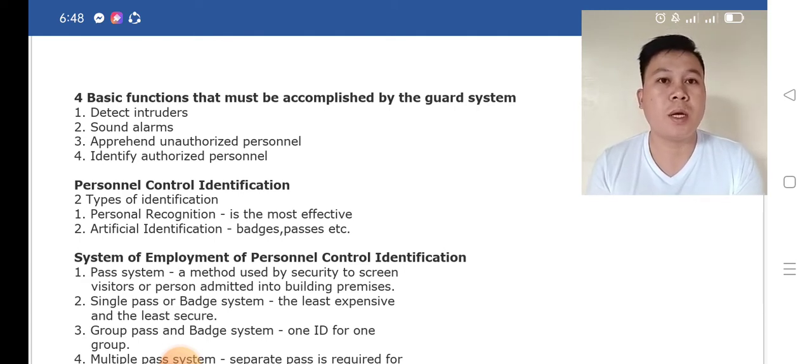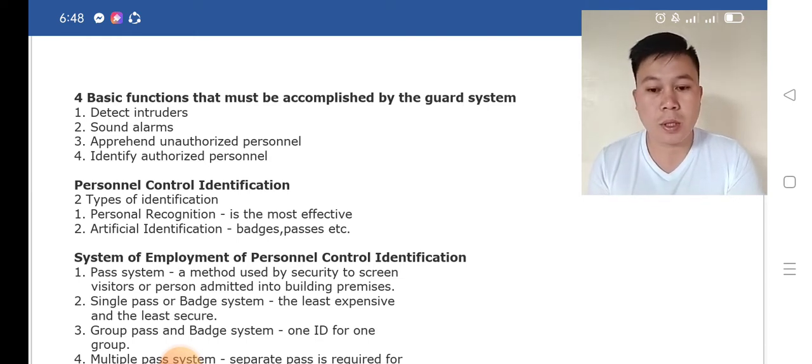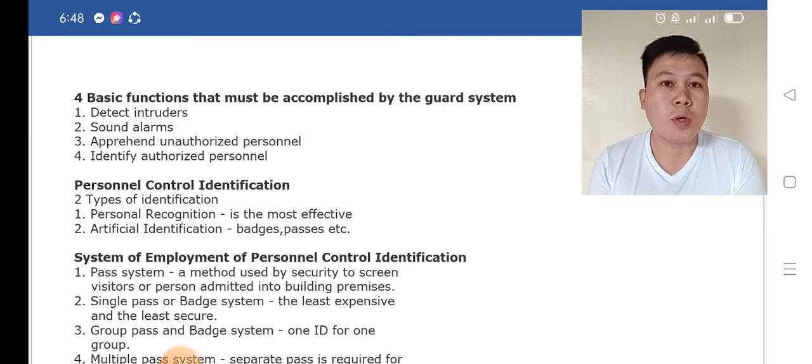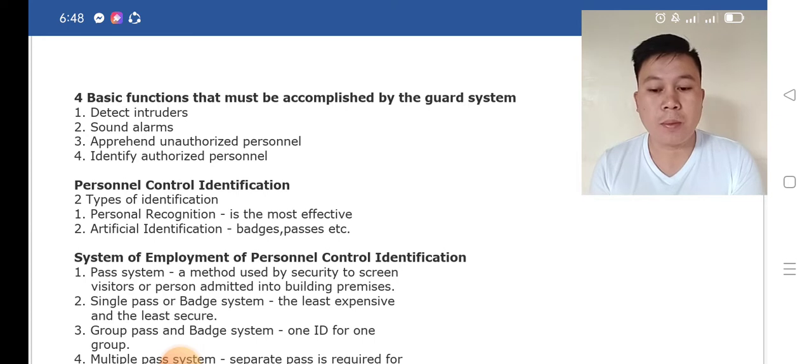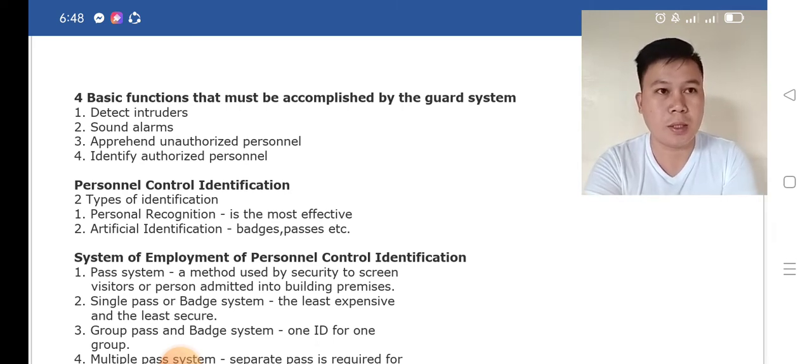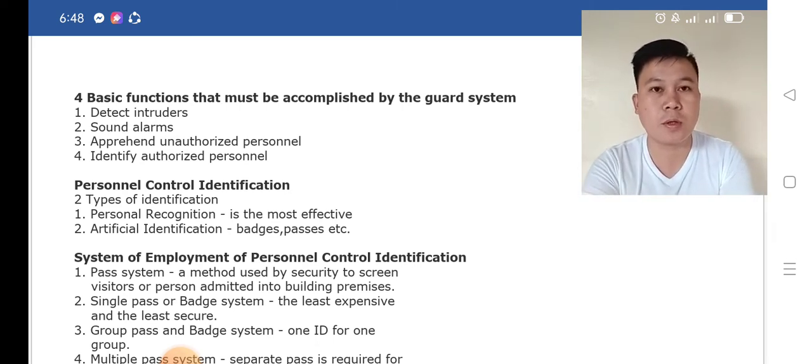Number three is they must apprehend unauthorized personnel. So, if ever there is any intrusion, they should apprehend or arrest them. Number four is identify authorized personnel. So they must have the listing of personnel or recognition, for example. So yun ang kasunod nating i-discuss. So those are the four basic functions.